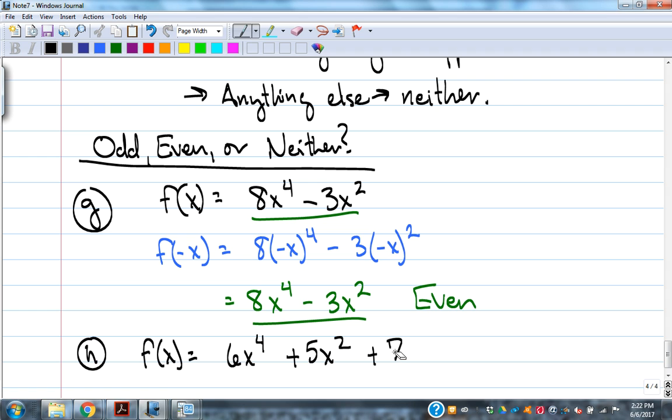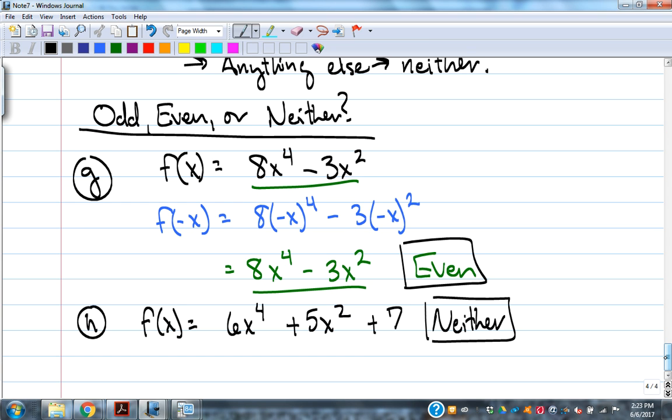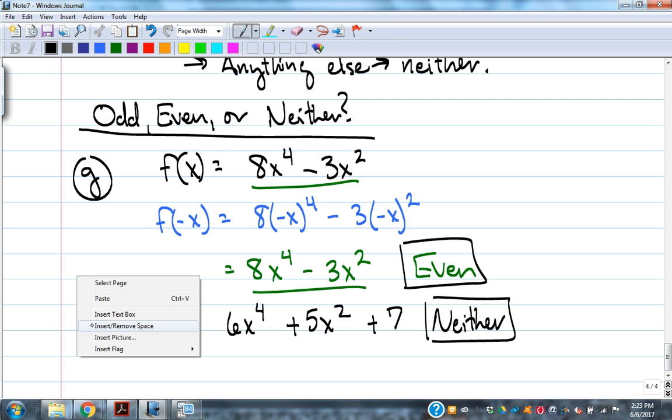0. That's not an even number, right? So this one could not be even. It would be neither. Even for the first example, neither for that one, using the shortcut method, which is going to work every time if you do it correctly.